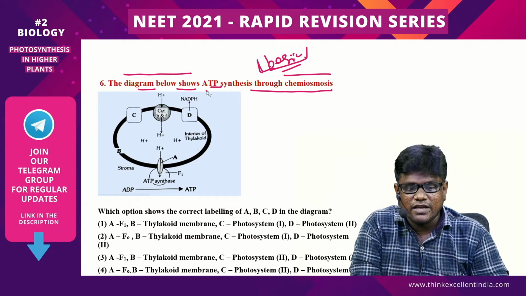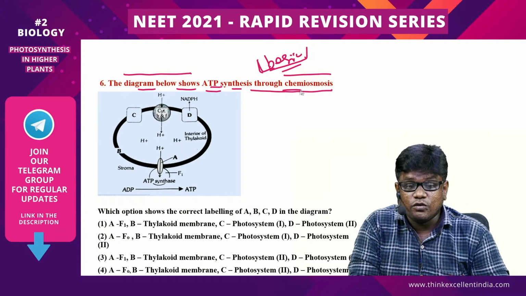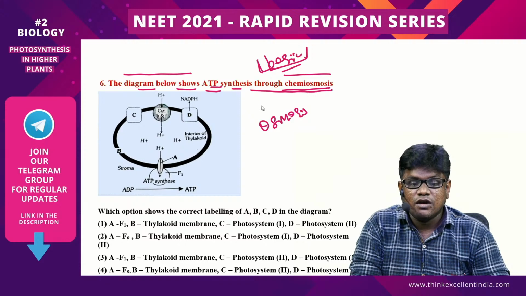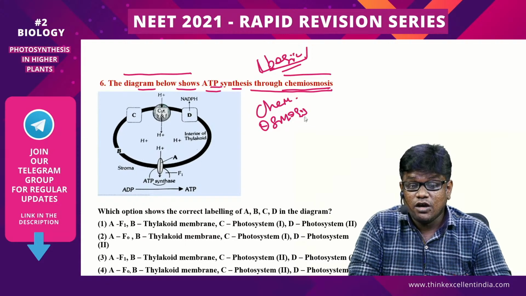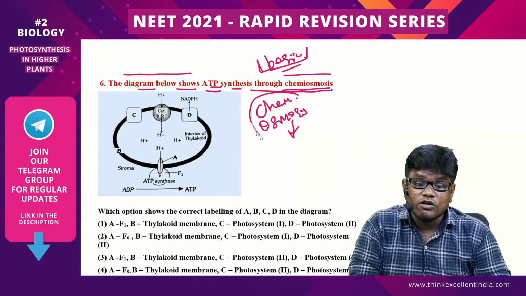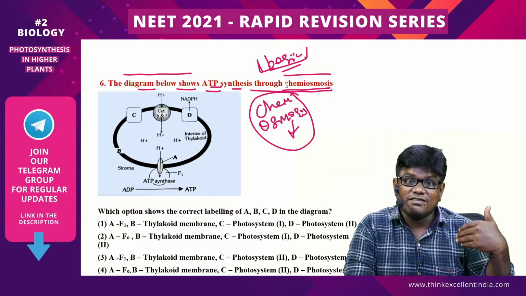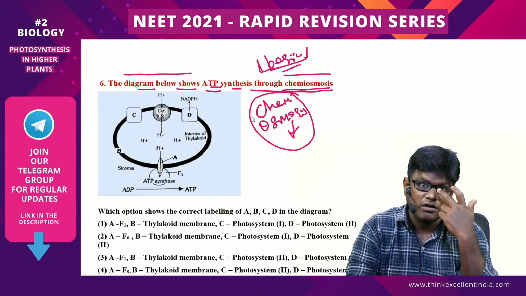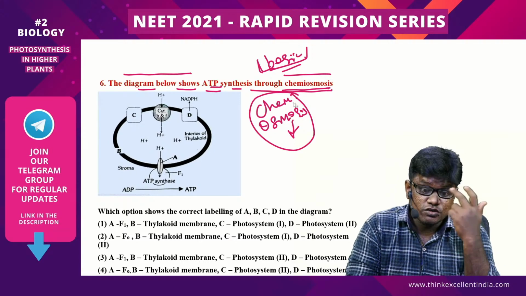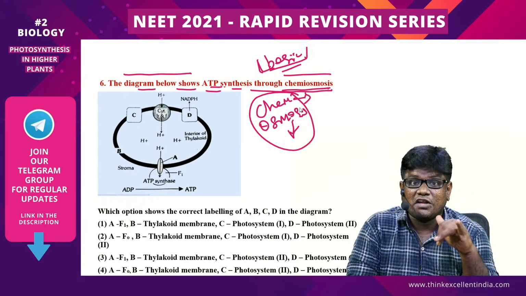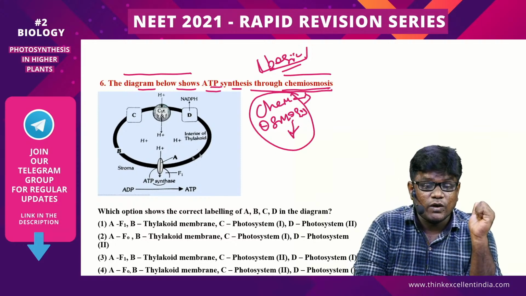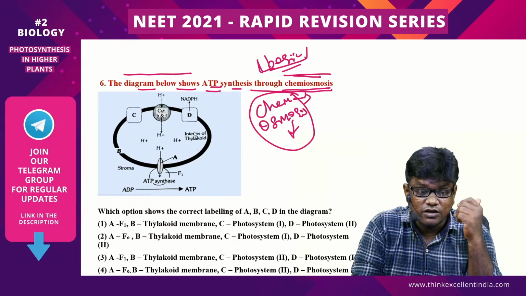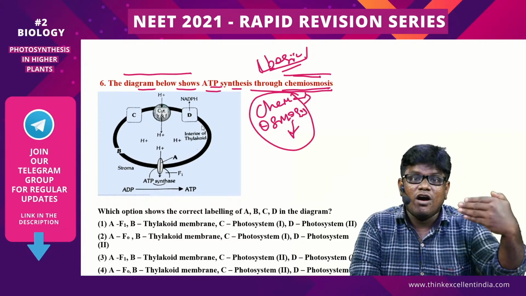The diagram below shows the ATP synthesis through chemoosmosis. You have to be very clear with what is osmosis, what is chemoosmosis. Osmosis means what, chemoosmosis means what. In isotonic solutions, some particles will be moved from a higher concentration to lower, and chemicals are involved in that particular process. And here the picture shows chemoosmosis, chemical reactions, chemicals moving from one region to another region.